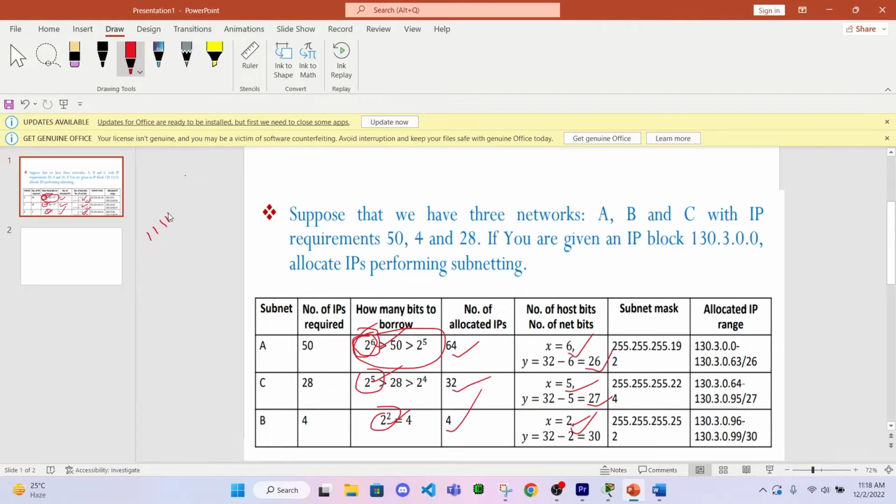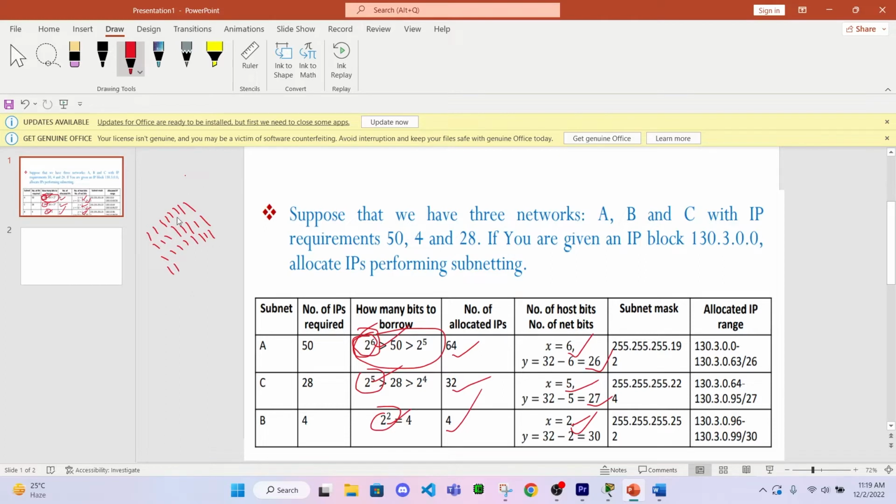1, 2, 3, 4, 5, 6, 7, 8. 1, 2, 3, 4, 5, 6, 7, 8. 1, 2, 3, 4, 5, 6, 7, 8. So here we have 24 ones. Okay, and how many bits are left? 2. So 24 and 2 is 26, and the remaining bits we convert to 0.